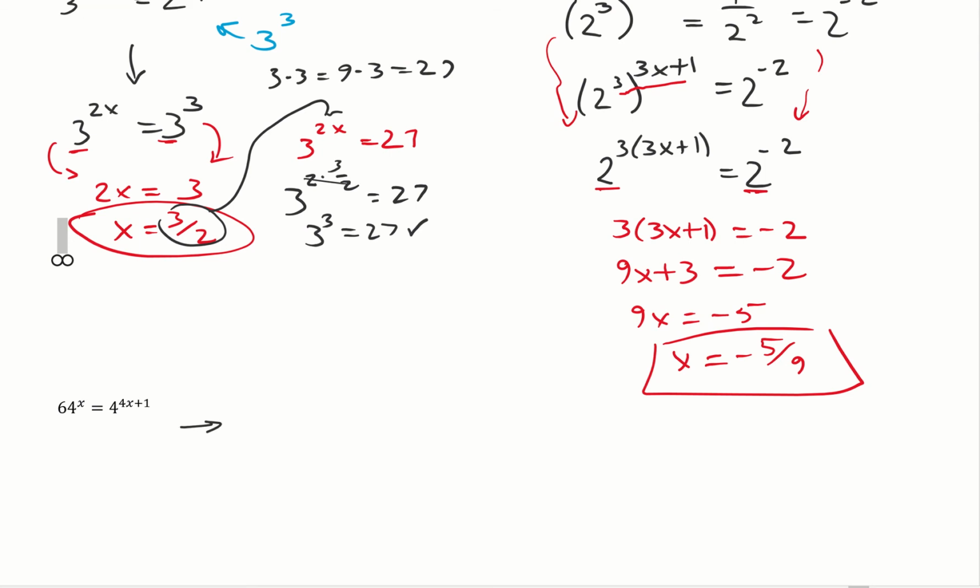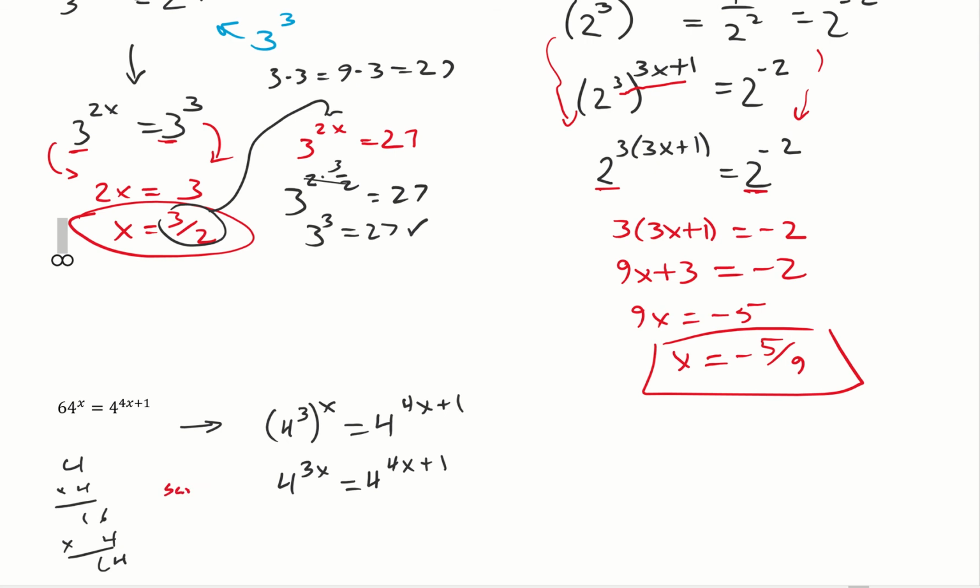Oh, I know. 64 is 4 times 4 is 16, times 4 again is 64. So on the left, it is 4 cubed to the x power. On the right is 4 to the 4. This is easier than the last one. That's nice. 4 to the 3x is 4 to the 4x plus 1. Therefore, same base, right?